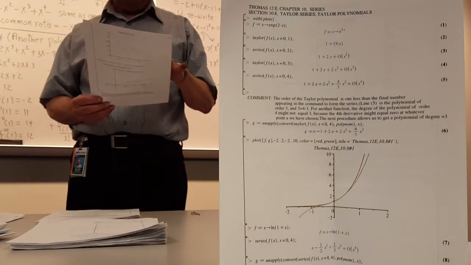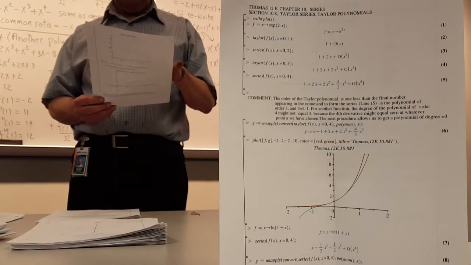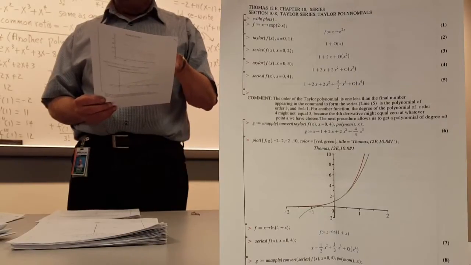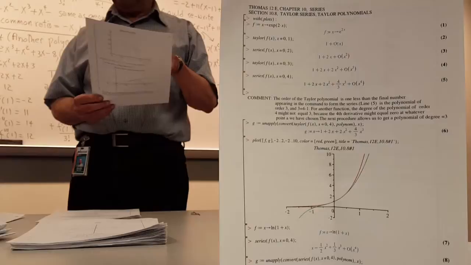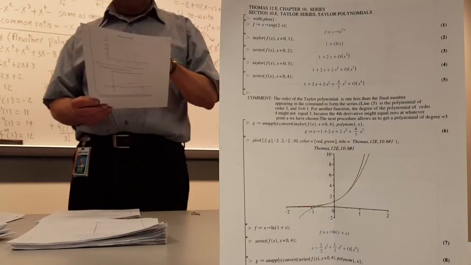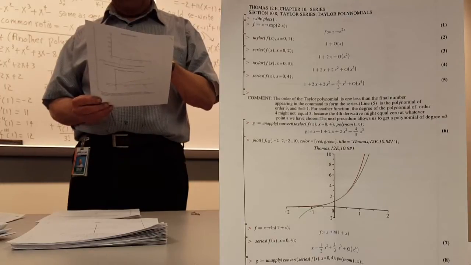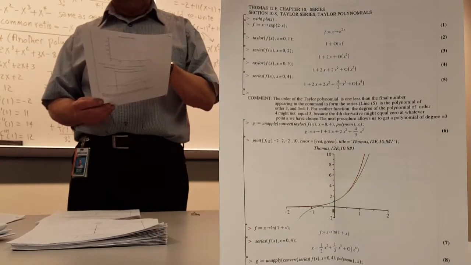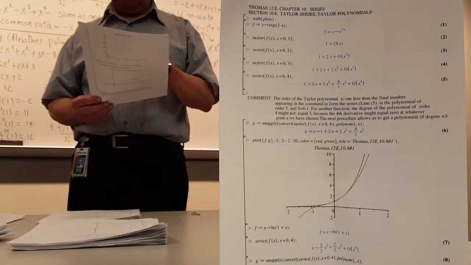Then series, then 2, second Taylor polynomial, 1 plus 2x, then the third one. Actually, the order of the polynomial is 1 less than that number. That number is how many terms, so really the line 2 is the T0, and the line 3 is the T1, and the line 4 is the T2, and the line 5 is the T3, which is the degree of the polynomial.